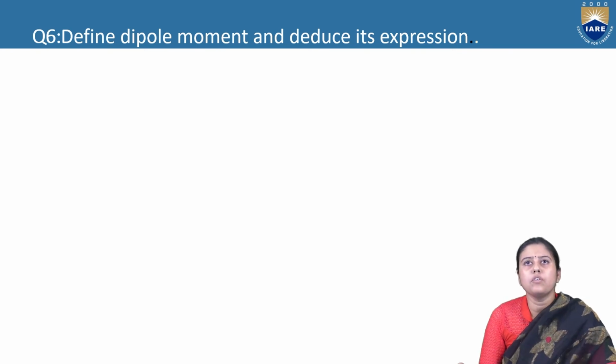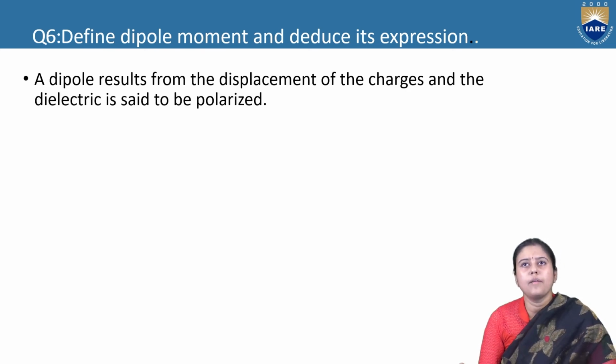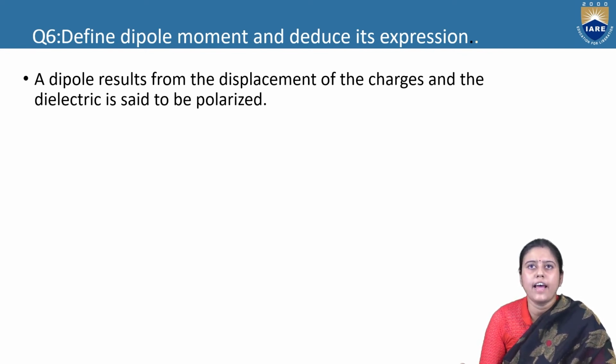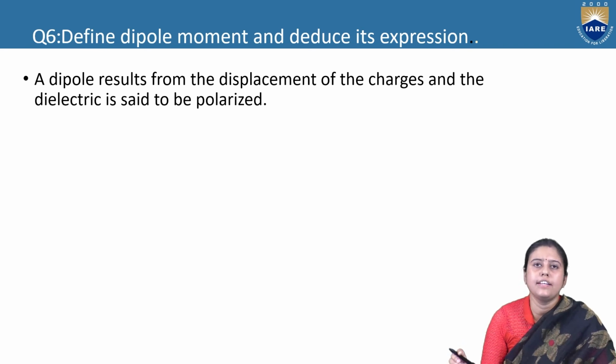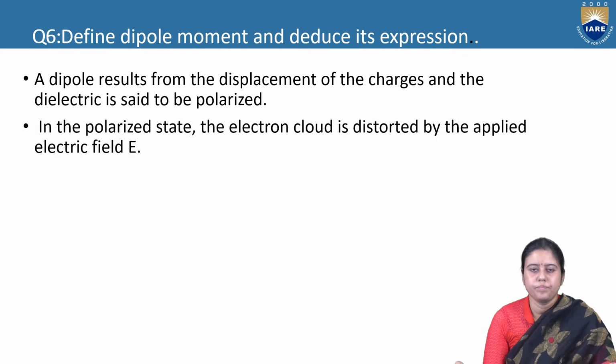Now, we are coming to question number 6: define dipole moment and deduce its expression. What is dipole moment? A dipole results from the displacement of charges, and the dielectric is said to be polarized. If we displace the charges nearer to each other, there will be a dipole, and when the polarized charges come nearer, it will create some dipole.